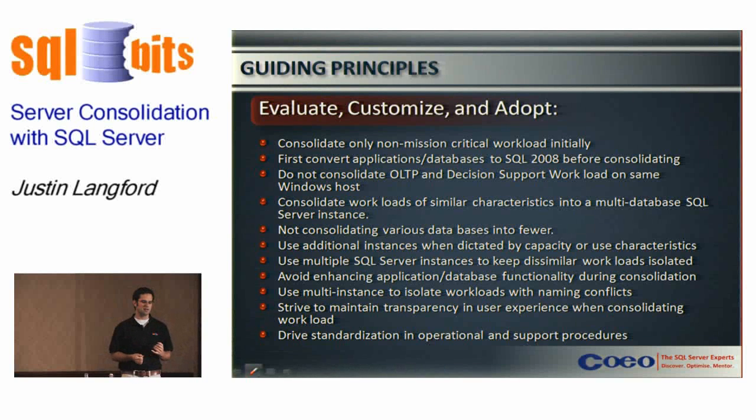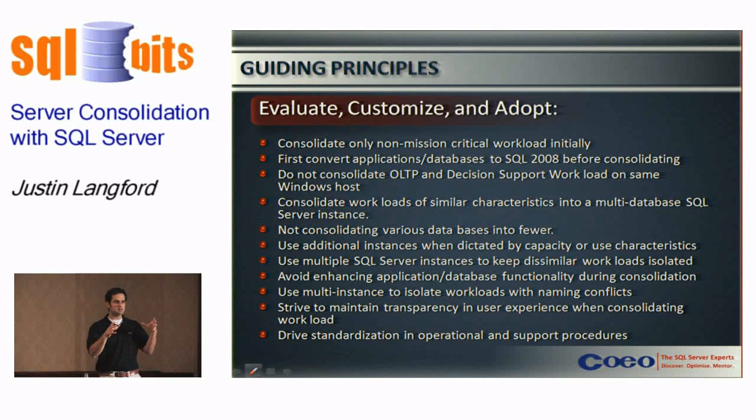The first one is that we'll consolidate only non-critical workload initially, so we're going to build some confidence in the process, in the stability of the environment and hardware. We're going to convert applications or databases to SQL 2008 before consolidating. This means we're reducing the risk by separating the upgrade from the consolidation piece. The more things that we're changing at one time, the more the risk increases, and the more that we can do to isolate a change, if there is a problem, the better chance we've got of fixing it. We're not going to consolidate OLTP and decision support workload onto the same Windows host.